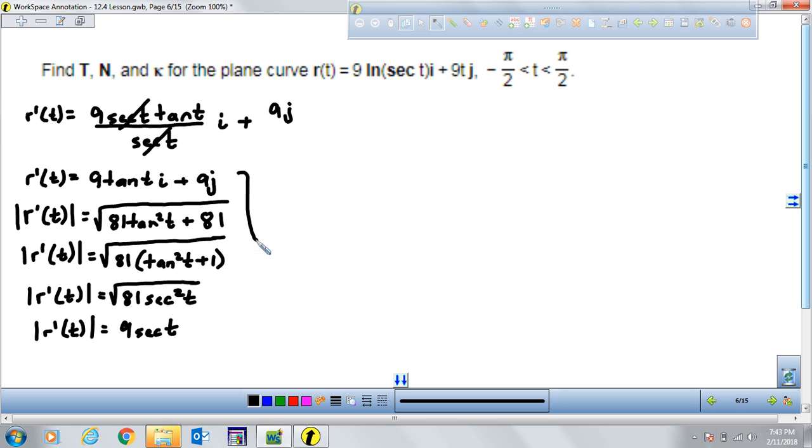So let's go ahead and write now the unit tangent vector. The unit tangent vector can be found from the previous lecture by dividing the derivative of the position vector by its magnitude.